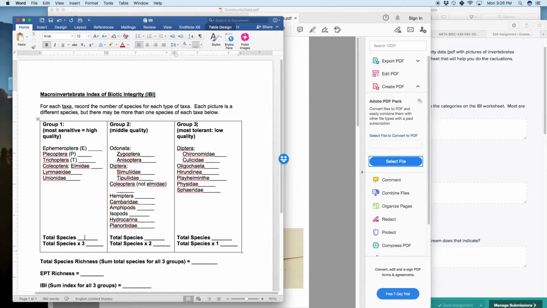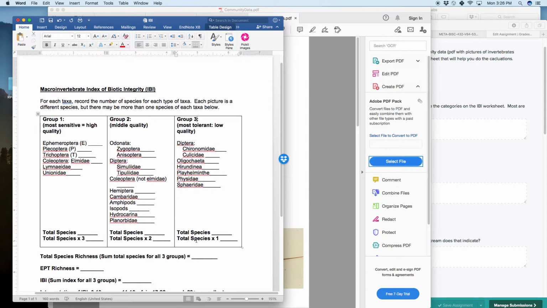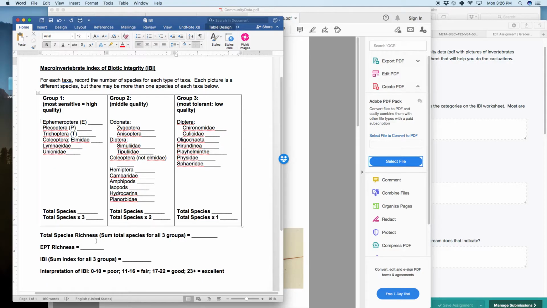So you have total species. In group 1, you're going to take the total number of species, multiply it by 3, and put that number here. For group 2, you're going to multiply by 2, and group 3, you're going to multiply by 1. And then down here, you're going to total up the species richness, so you'll sum these total species for all 3 groups for the stream.